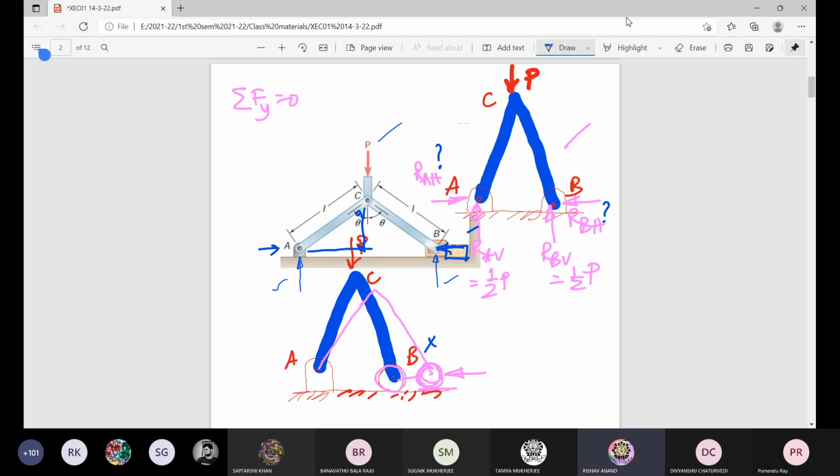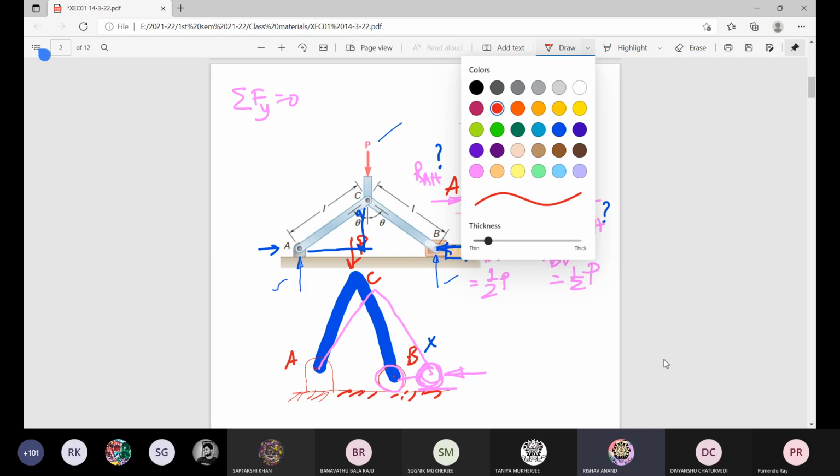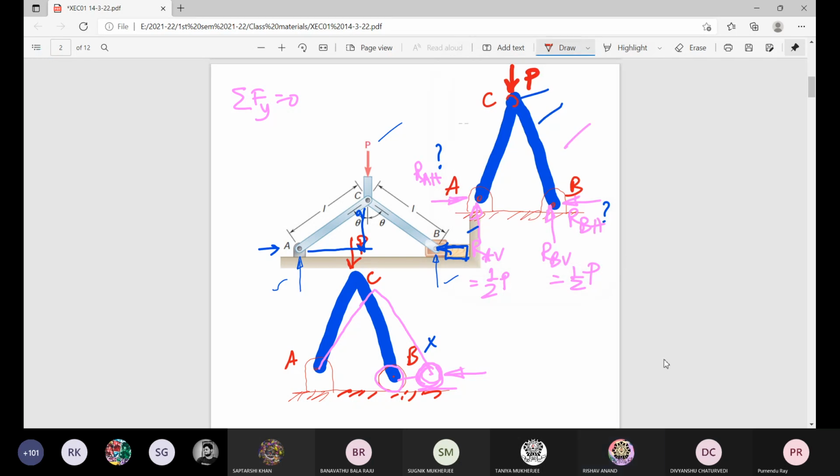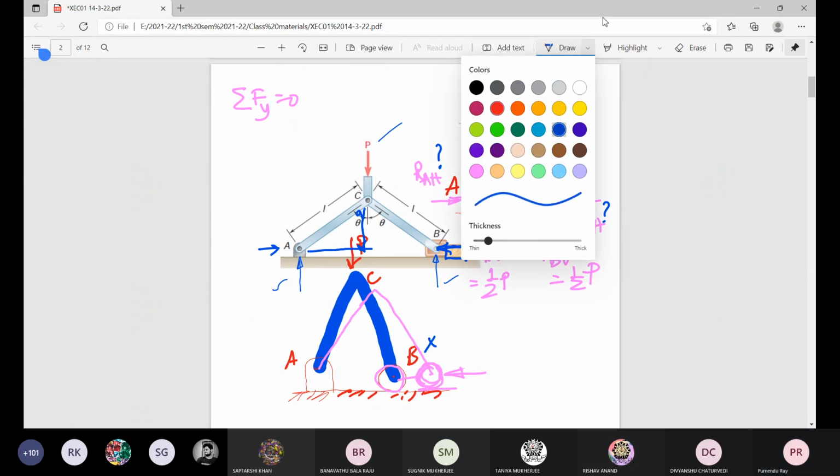Sir, in the blue figure, is there a pin joint also? This one? Yes, sir. At point C, there is a pin joint. C here is a pin. Sir, then can we solve the FBD separately? So if we consider the free body diagram of AC, then yes, sir.